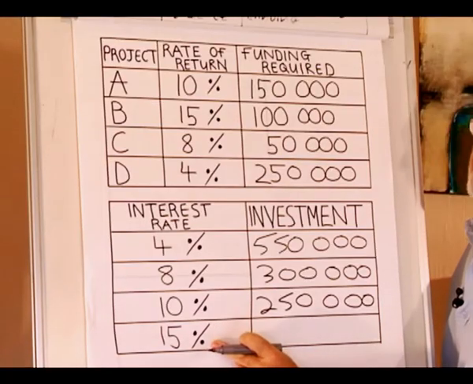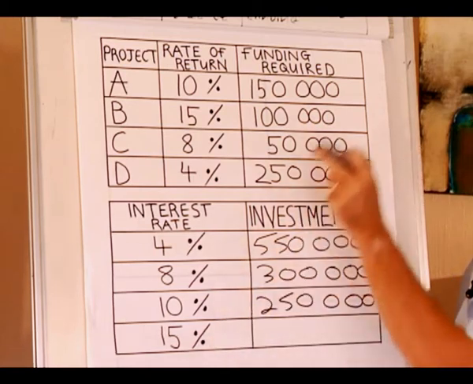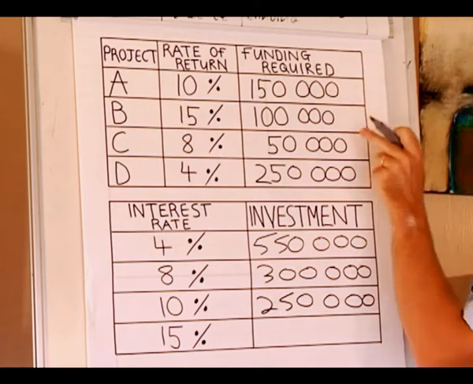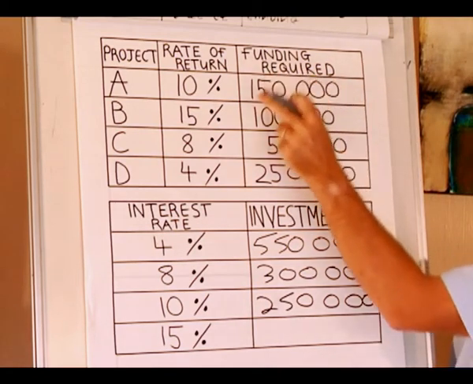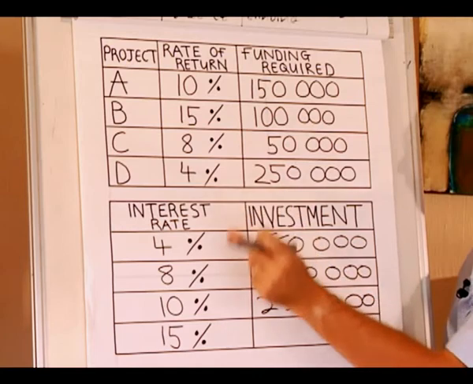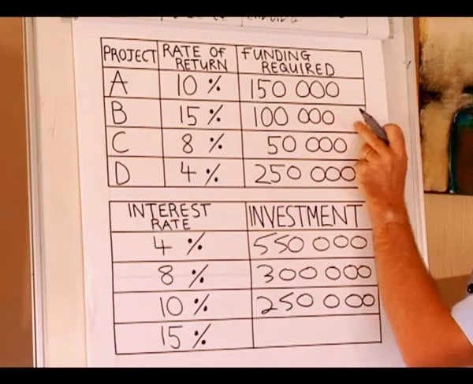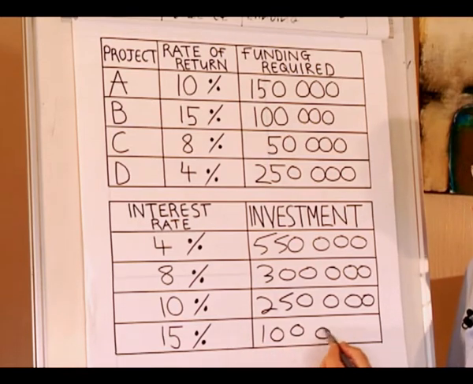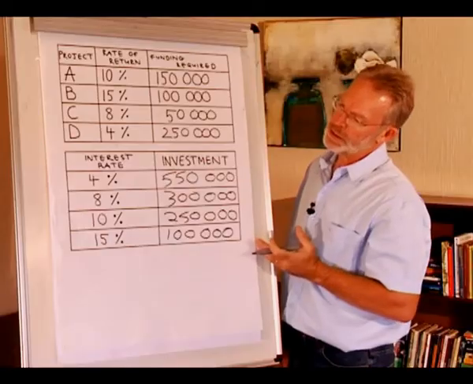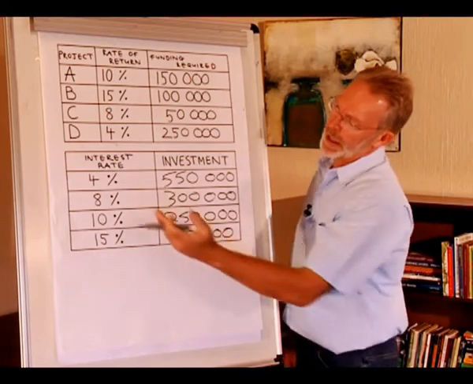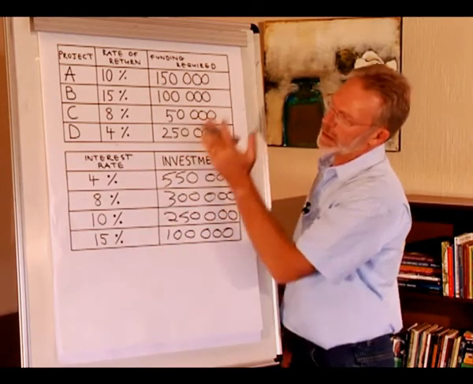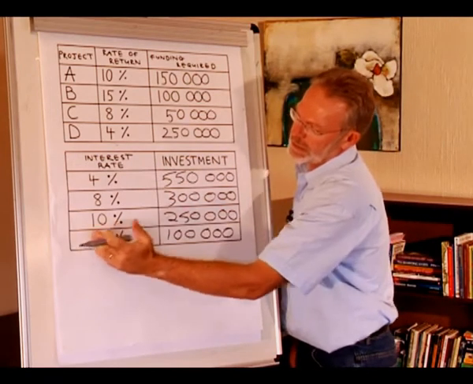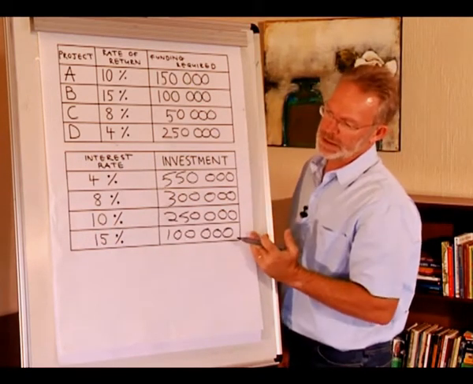At an interest rate of 15%, only project B is viable. The rate of return for projects A, C, and D, 10, 8, and 4%, are less than 15%, so only project B is viable. What can we see? As the interest rate increases, less of the projects become viable. So as the interest rate increases, investment decreases.